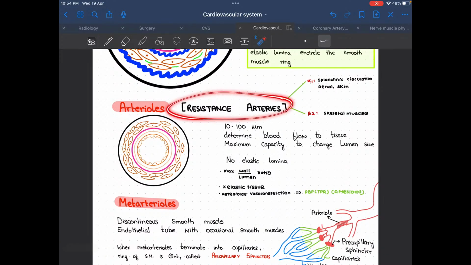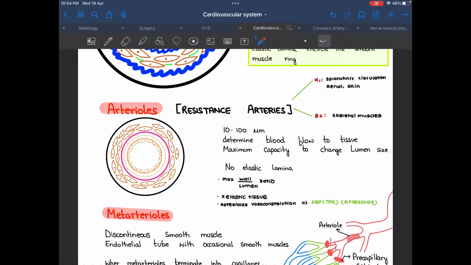So arterioles are also known as your resistance arteries. Why so? If you see its lumen and if you see its wall thickness, ठीक है, the wall to lumen ratio is going to be maximum in case of your arterioles. And you can see the smooth muscle cells are very dense. ठीक है, so it has the densest amount of smooth muscle cells. It has the maximum amount of wall lumen ratio as well. ठीक है, and it's not even going to have any elastic tissues. So whenever it's going to vasoconstrict, it's going to be the main reason which is responsible for your afterload, and that is the reason why I call them the resistance arteries.